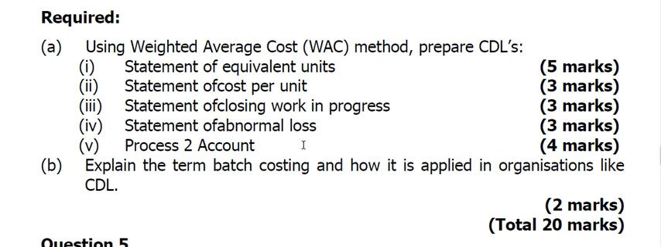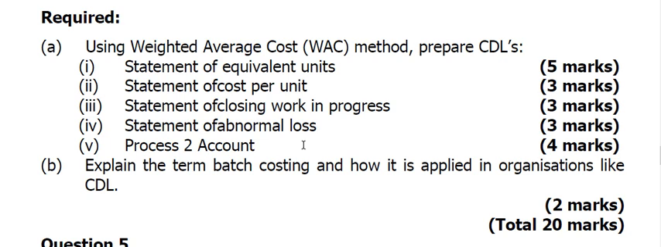Therefore, if you're to get the total cost of the batch of production, that total cost of each batch of production has to be calculated, and we have to divide that by the number of units in that batch to find the cost per unit for the batch of production. So you just need to talk about batch costing here, and then how it is applied in organization like CDL, then you get your marks.